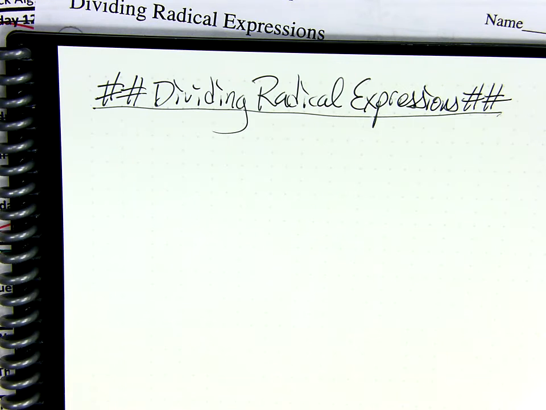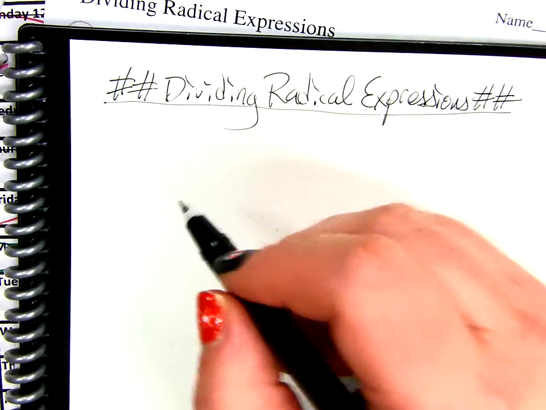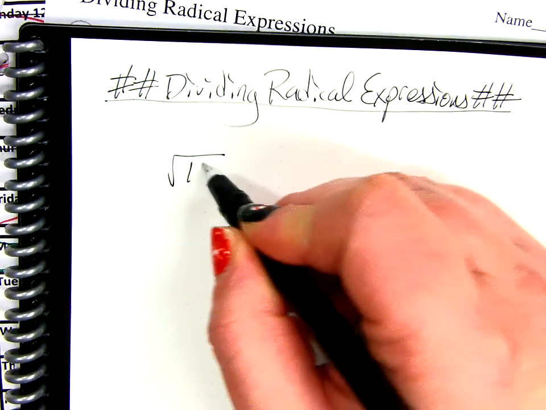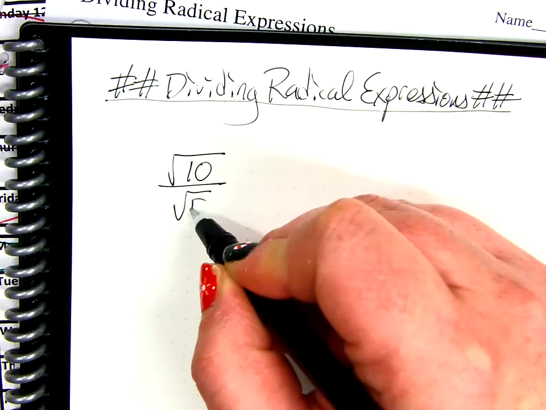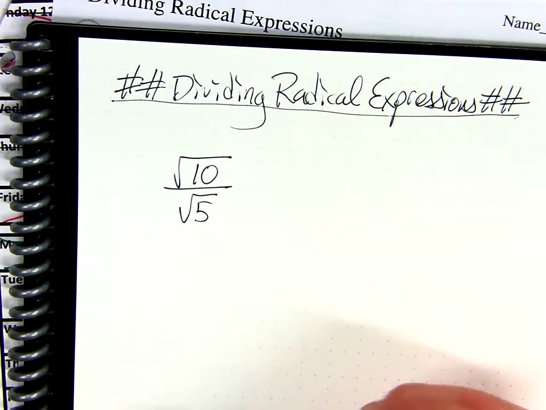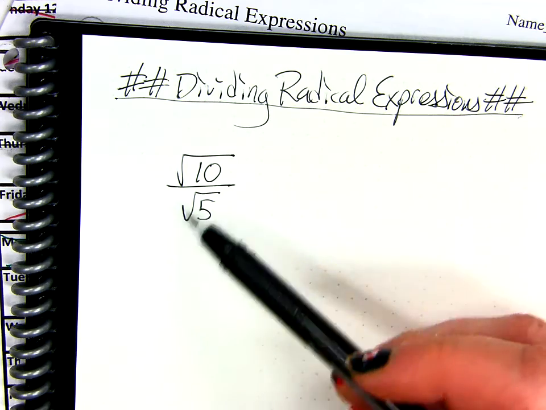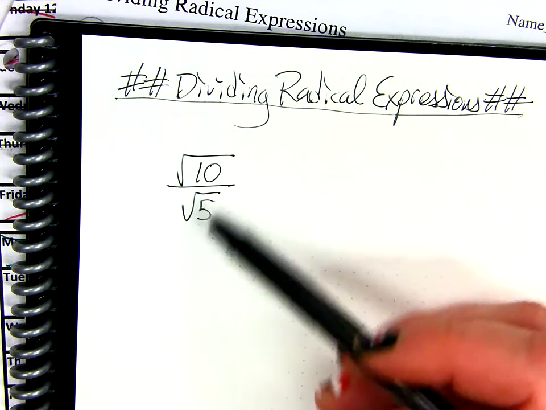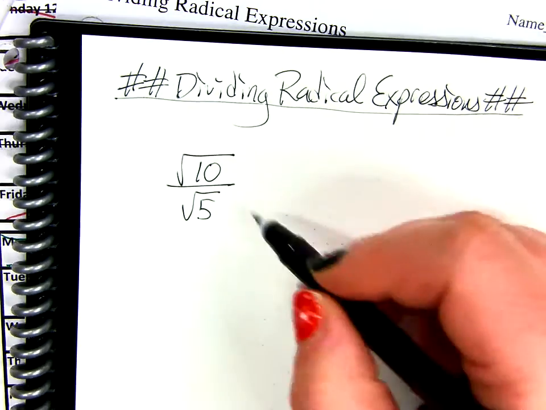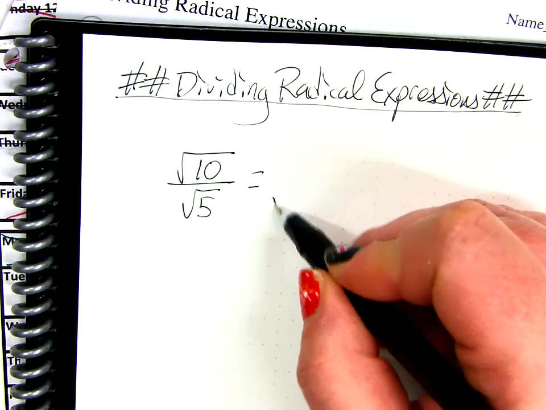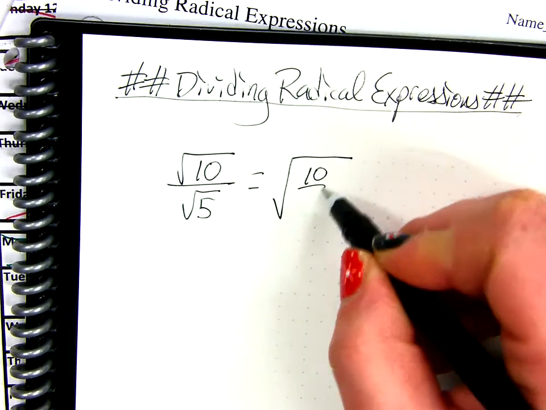So, when we are dividing radicals, sometimes you get lucky. Say I wanted to do something like the square root of 10 divided by the square root of 5. If they're both under a square root, you get to divide it like it's a normal fraction. So in other words, you can rewrite this as one big square root of 10 divided by 5.